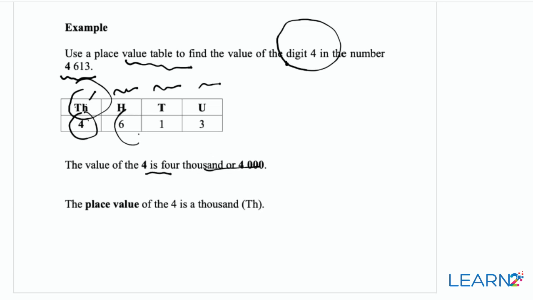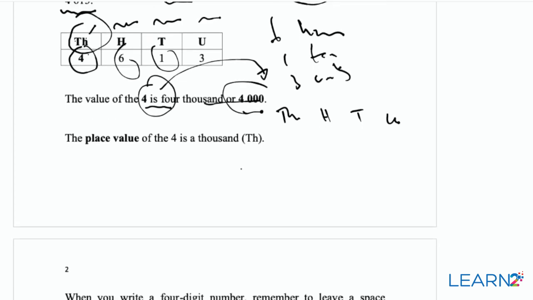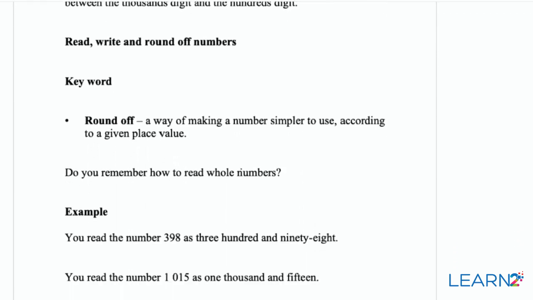What would be the 6? The 6 would represent 600, the 1 would represent 10, and the 3 would represent 3 units. So it goes thousands, hundreds, tens, units. In this question, we asked you what the 4 represents, and that 4 represents 4,000. Let's go and take a look at the next concept.